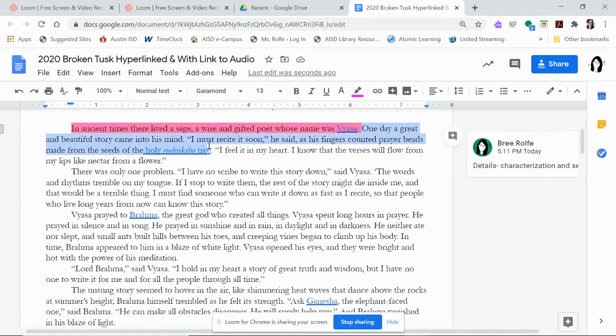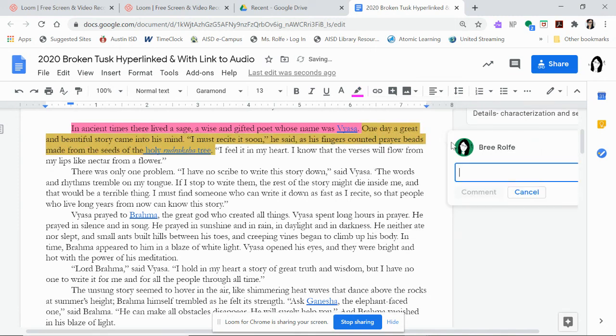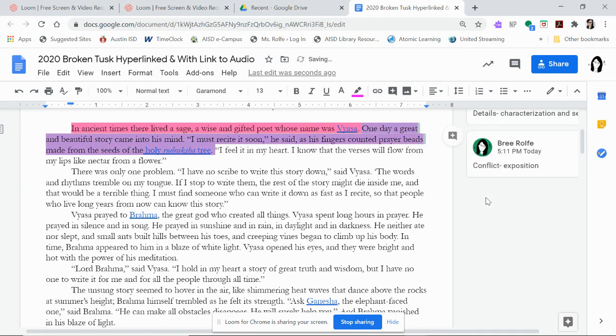Also, this right here is a good detail. I'm going to highlight that in the purple color, and I'm going to label this conflict. This is kind of the exposition of the conflict. This is the beginning. He has a story that he has to recite.